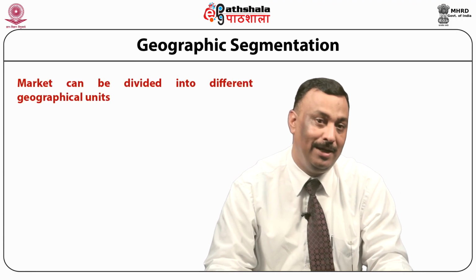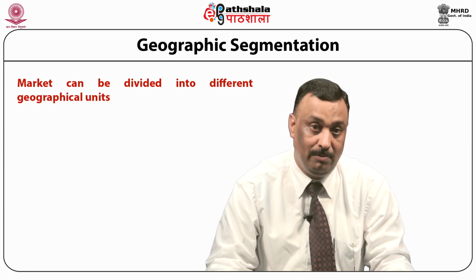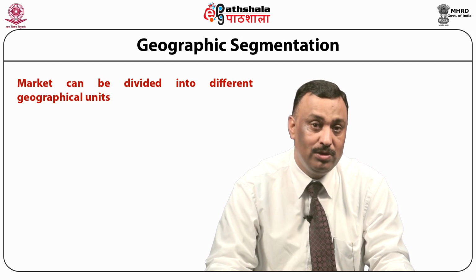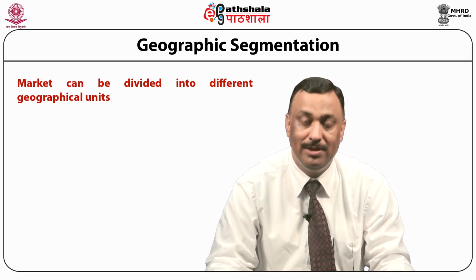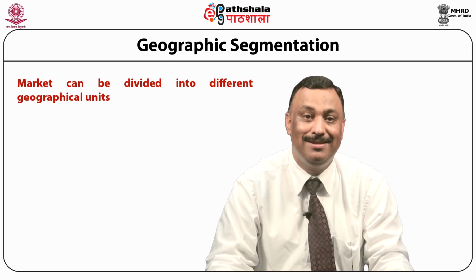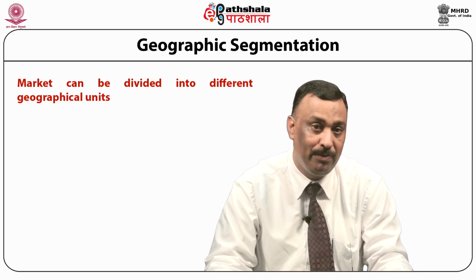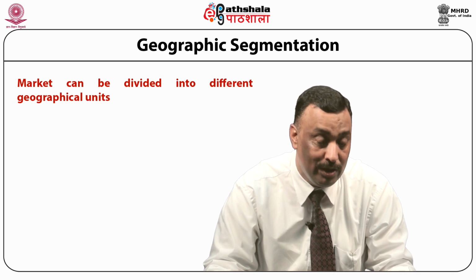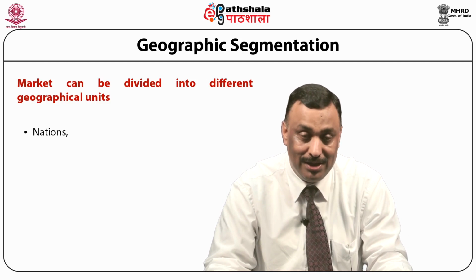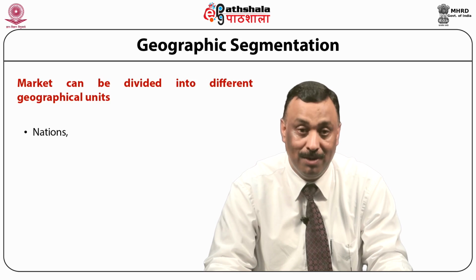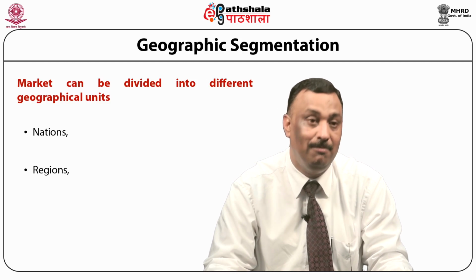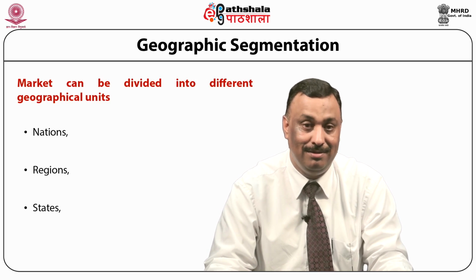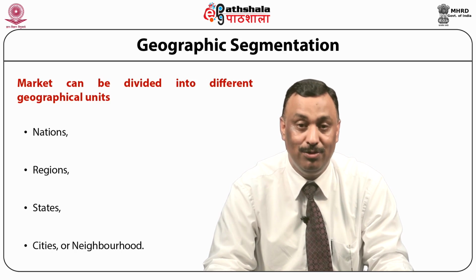The market can be divided on the basis of various factors. Among those, we can divide the market on the basis of geographic segmentation, in which the market can be divided into different geographical units like nations when we are talking about the world market, then regions, and at the national level, states, cities or neighborhoods.